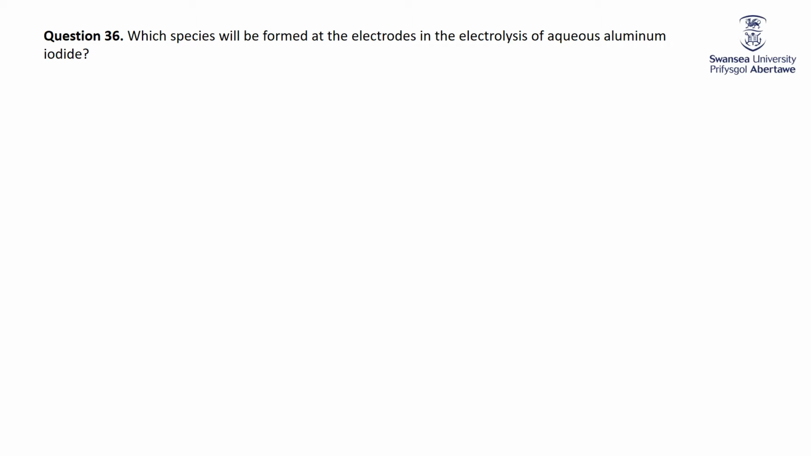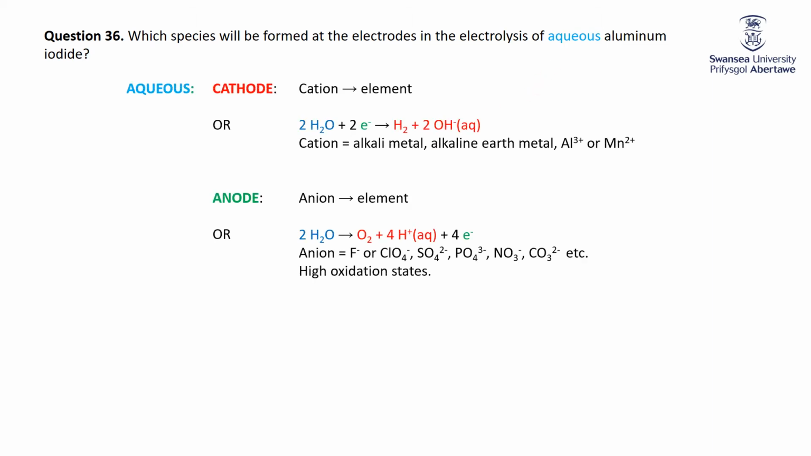Molten is easy. Cation goes to its element at the cathode, anion goes to its element at the anode. However, when you're working with aqueous solutions, then it's a little bit more fun. At the cathode, you're going to get reduction. You can either reduce the cation to its element, or if the cation is a particularly stable one with respect to reduction, in other words, has a very negative reduction potential, like alkali metals, alkaline earth metals, aluminium, or manganese 2, then what will happen instead is you'll reduce water, and when you reduce water, you make hydrogen and hydroxide.